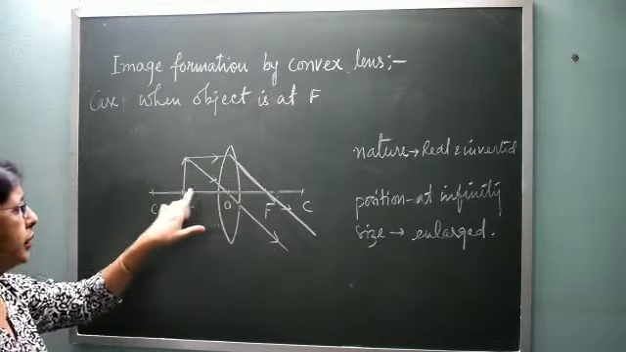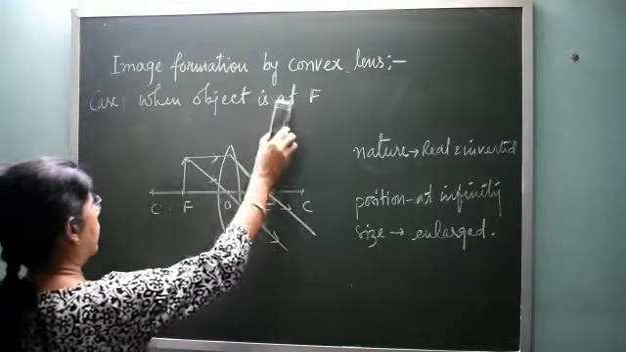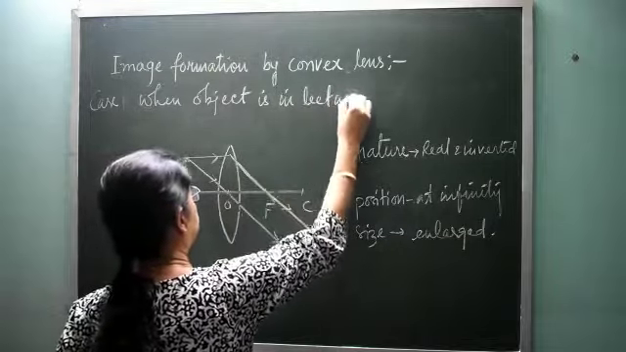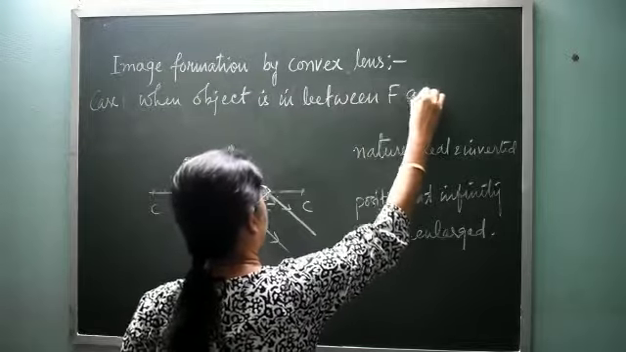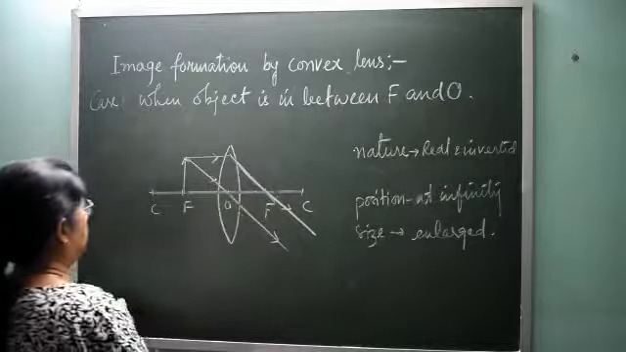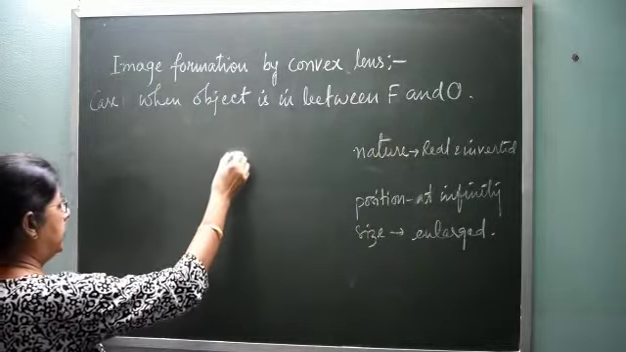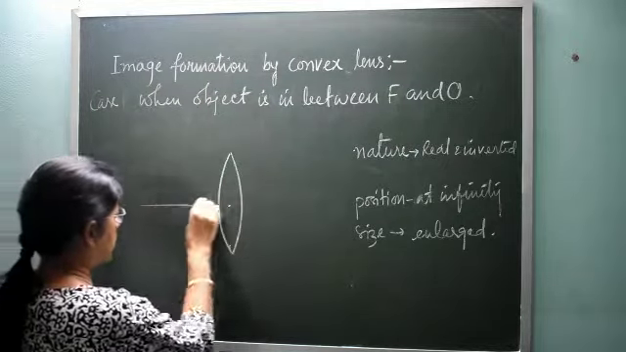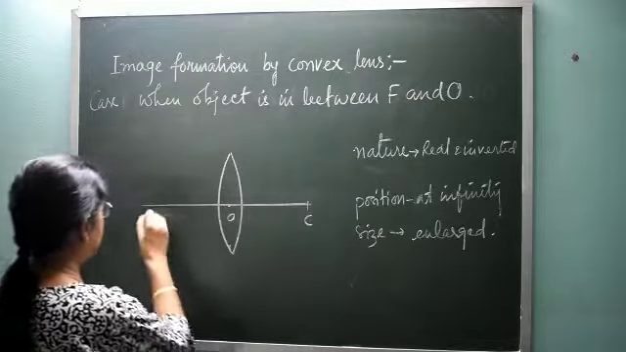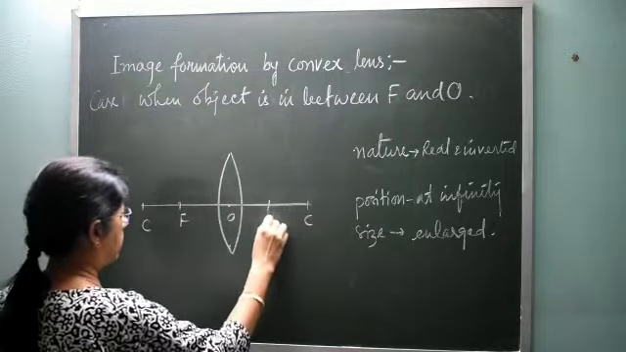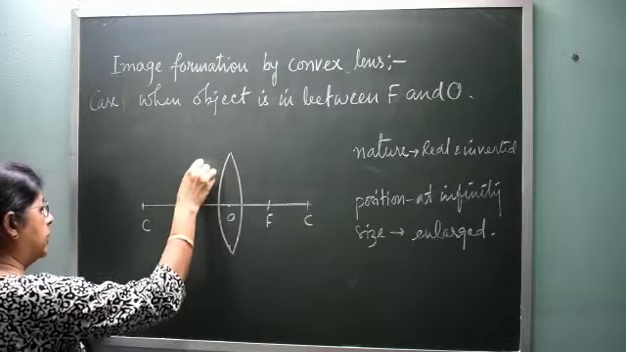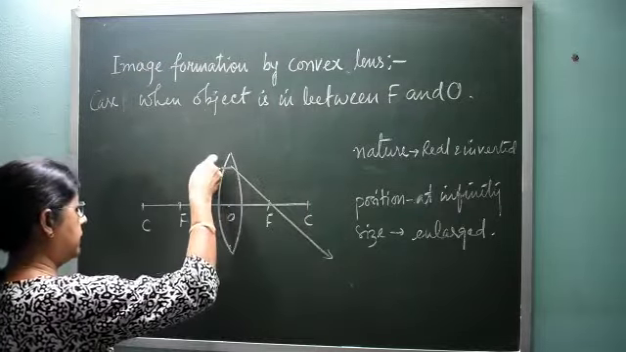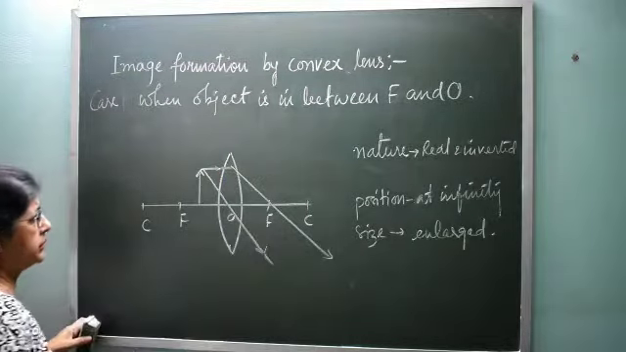Now I am going to draw when the object lies between F and O, focus and optical center. So in this case we are going to have a virtual image. See here. So midpoint optical center, this will be one more center of curvature, half focus, this is another focus. Now the object will be here, one ray coming parallel, after refraction passing through F, one ray passing through C remains unchanged.